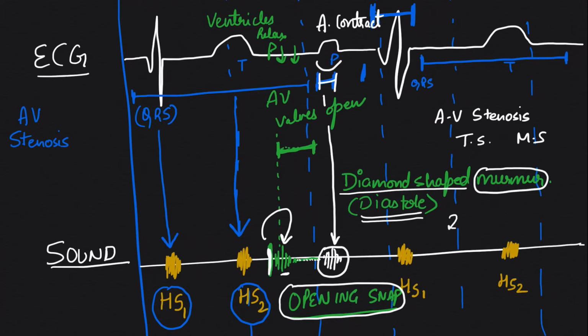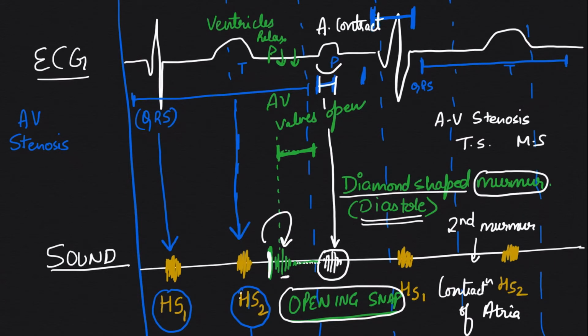This second murmur we hear very clearly in cases of tricuspid stenosis. However, the other characteristics and features remain the same for tricuspid as well as mitral stenosis. So this is an opening snap, a diamond shaped murmur which is of low frequency, and both of them in the diastole after the heart sound 2. This is important, after the heart sound 2, and then in some cases we might be able to hear a second murmur that will correspond to the P wave of the ECG.